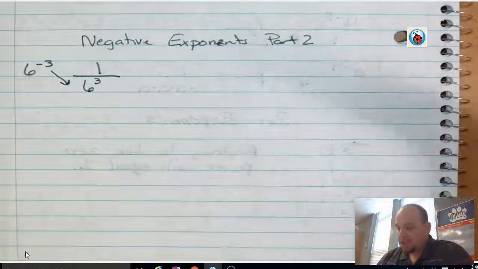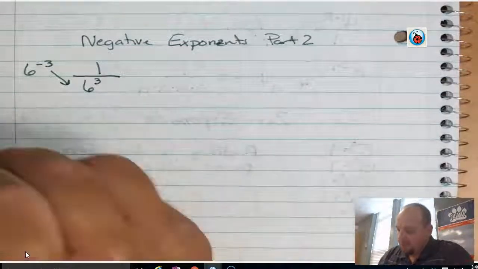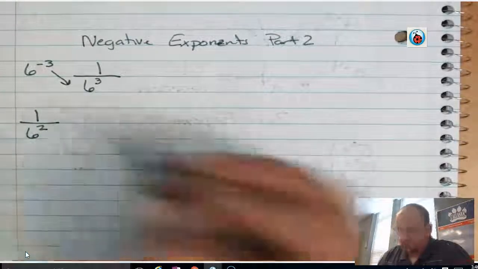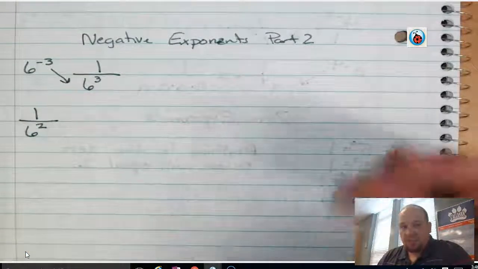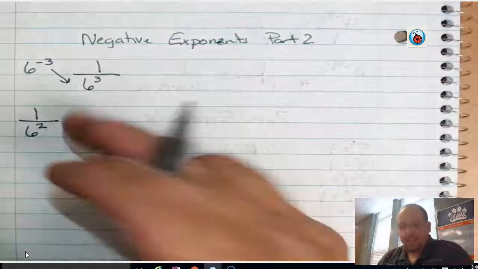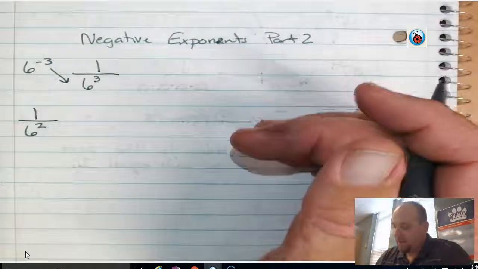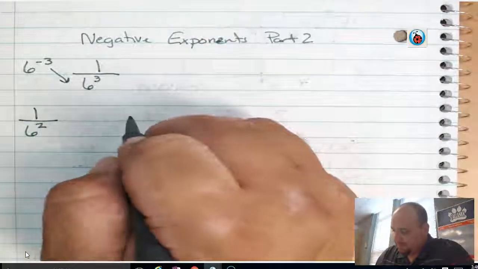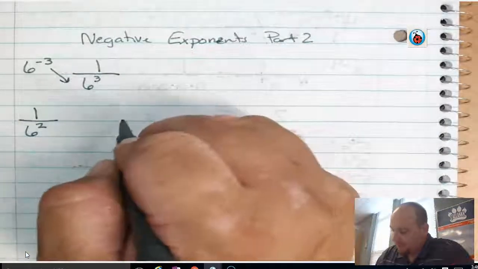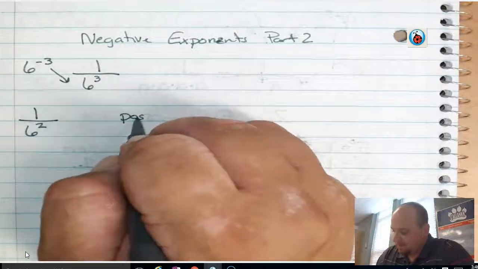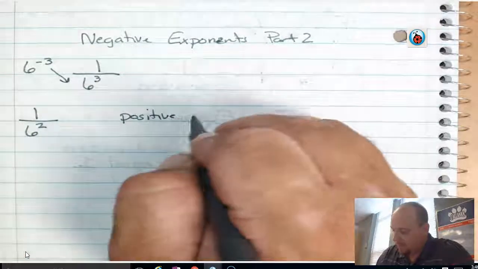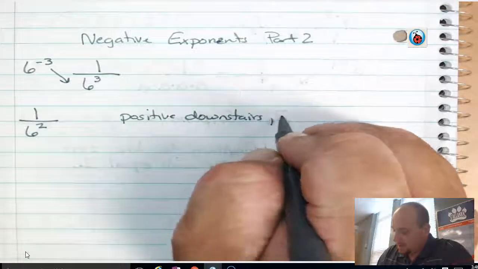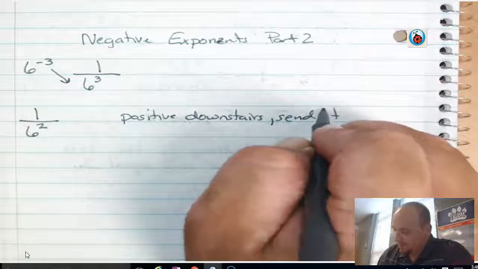All right. In part 2, we're going to do the opposite. We're going to have a fraction, so like 1 over 6 to the second power, and we're going to change that fraction into a negative exponent. All right. How we do that is simply we take the downstairs. So if it's positive downstairs, I'm going to use this saying, positive downstairs, send it upstairs.